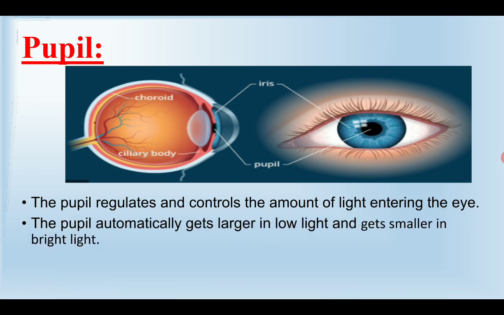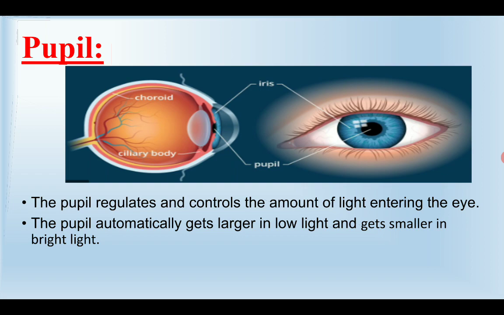This pupil automatically gets larger in low light and smaller in bright light, and that is being controlled by the iris. So the pupil is a small opening at the center of the iris, and its primary function is to monitor the amount of light that comes into the eye. The iris controls the size of the pupil.